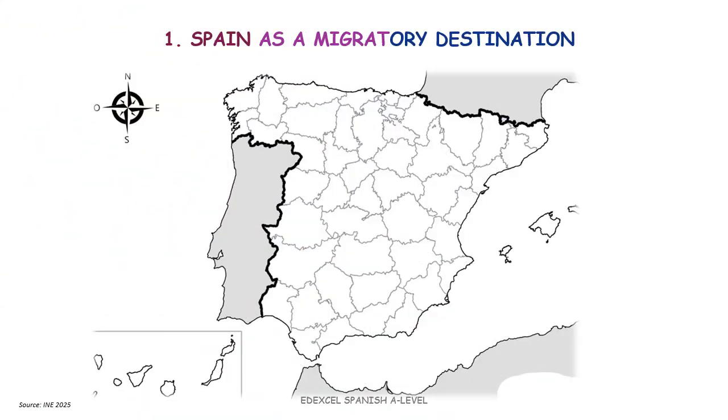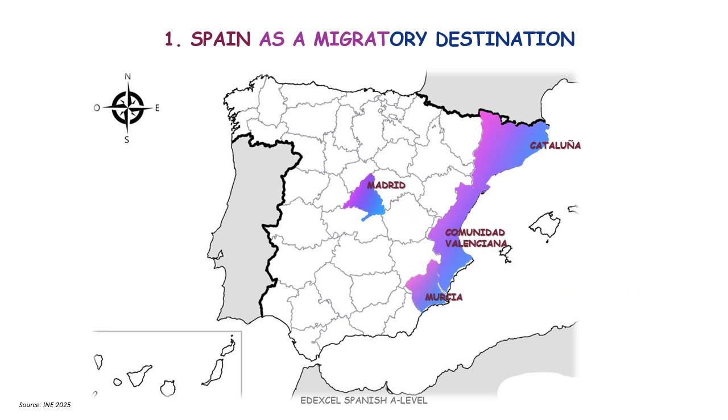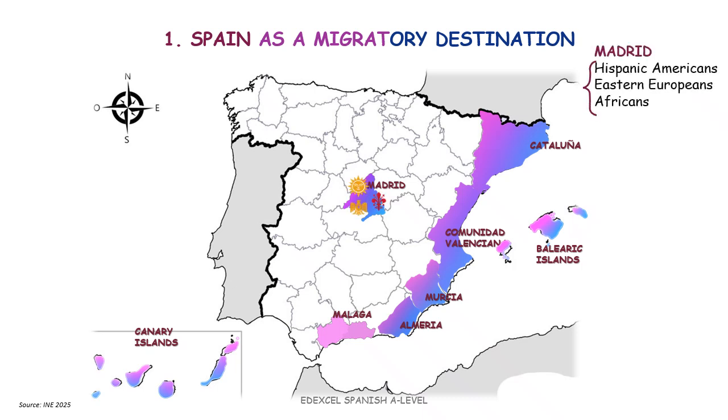Now that we know who the main immigrant groups are, let's talk about where they actually live in Spain, because they're not spread out evenly. They live in Madrid, Cataluña, la Comunidad Valenciana, Murcia, Almería, Málaga, las Islas Baleares, and las Islas Canarias. Let's start with Madrid. Madrid is the place with the largest number of immigrants in the country. You'll find people from very diverse regions here, especially Latin Americans, Eastern Europeans, and Africans.